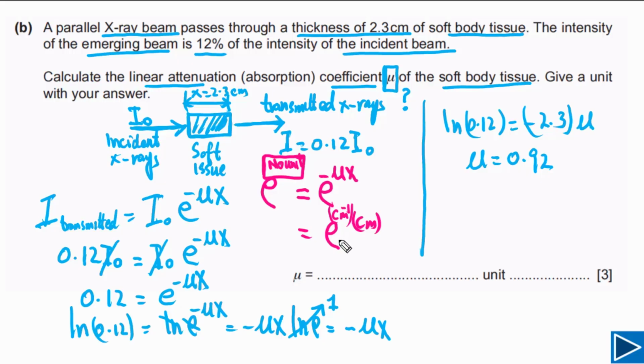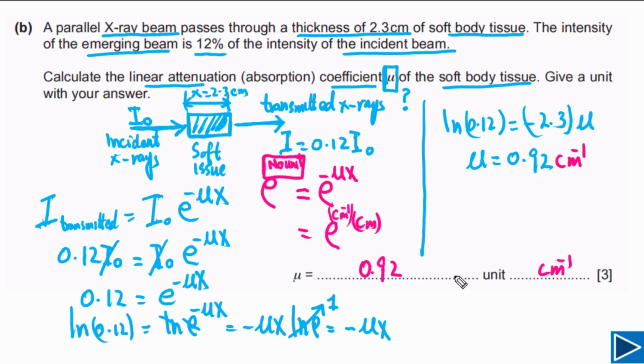Sometimes you need to determine the unit. So if you understand that power of E has no unit, you can use this way and you can find the unit of any unknown quantity. So in this case, we will say the unit of mu is per centimeter, because the unit of x is centimeter. So our final answer is 0.92, and the unit is per centimeter. For example, if x was in meters, then the unit of mu will be per meter. So this point you need to understand that power of E has no unit.